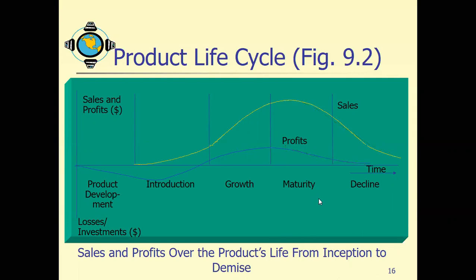So sales and profits over the product's life, from inception, from introduction to demise, decline, until it dies. So what happens is sales and profits over the product's life from inception to demise. This is actually called the product life cycle. Okay, this is the definition, this is the figure.